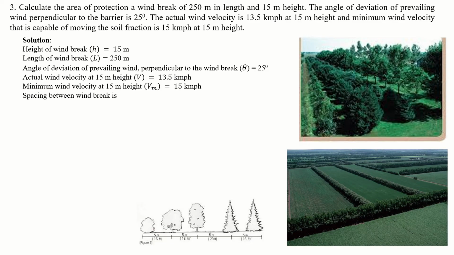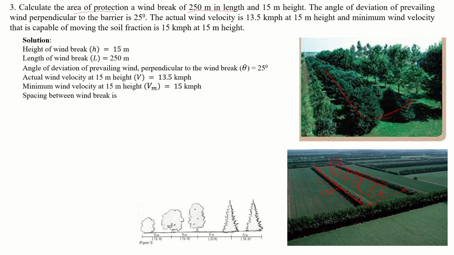Another problem is to calculate the area of protection. Here I am asking for the area of protection of a wind break of 250 meter length. So let us see, this is the length of my wind break, that is 250 meters. If I know the distance or spacing between these two wind breaks, then with this length and this spacing I can easily calculate the area, how much area may be covered. This is my area of protection.